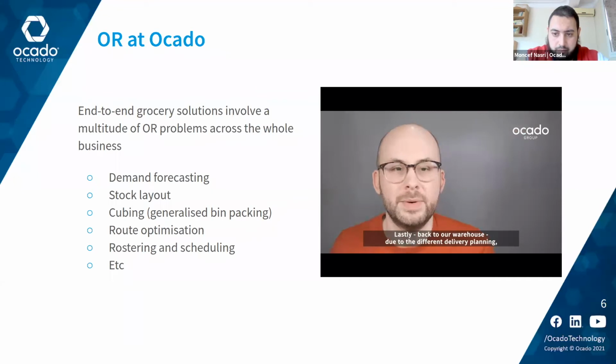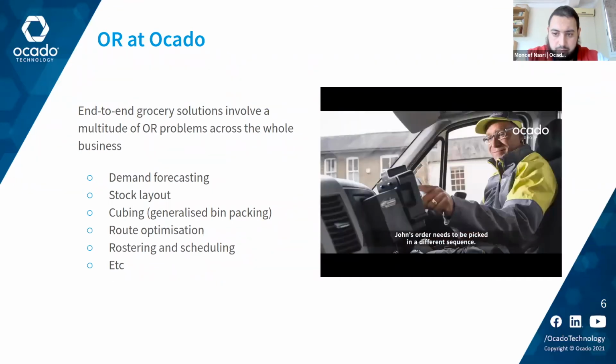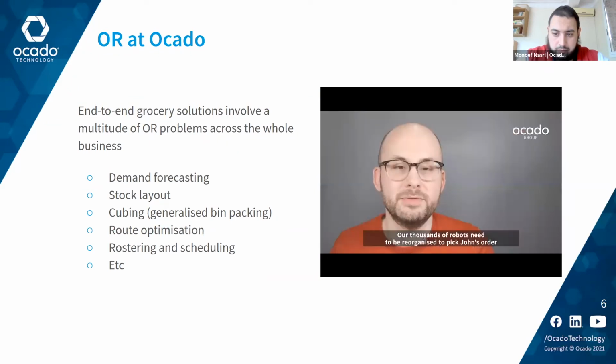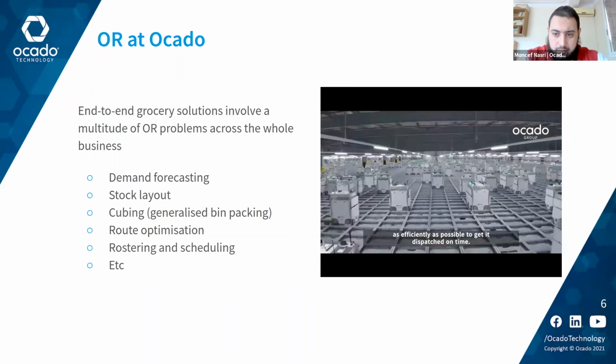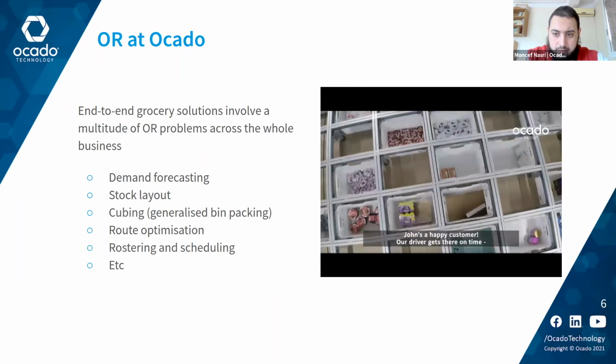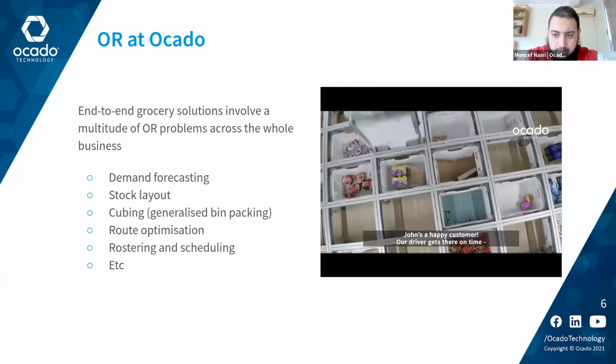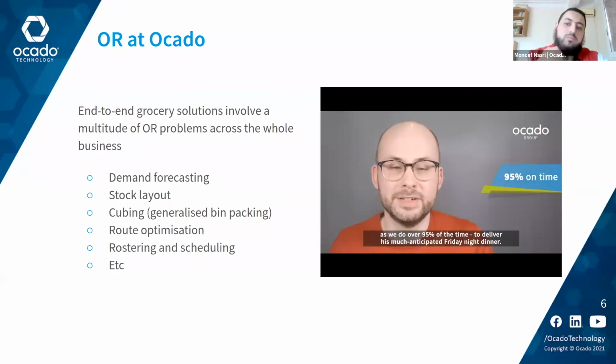Lastly, back to our warehouse. Due to the different delivery planning, John's order needs to be picked in a different sequence. Now thousands of robots need to be reorganized to pick John's order as efficiently as possible to get it dispatched on time. John's a happy customer. Our driver gets there on time, as we do over 95% of the time, to deliver his much anticipated Friday night dinner.